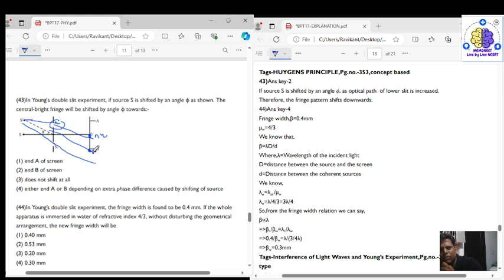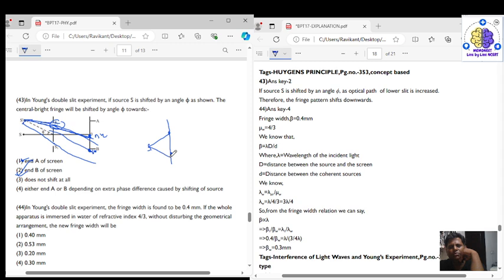So the correct answer for question number 43 is option 2, right? Not option 1, option 2, towards the end. Because if the source will be shifted here, see, if the source will be shifted here, what will happen? The path difference initially, see, if this was the scene, this was S1, this was S2, and this was S.